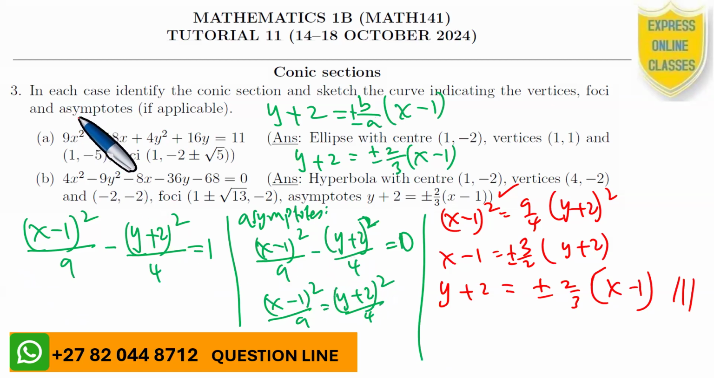In this case, we're supposed to, in each case, identify the conic section. We've identified it as a hyperbola for part B, and sketched a curve indicating the vertices, the foci, and the asymptotes, if applicable. So we continue.